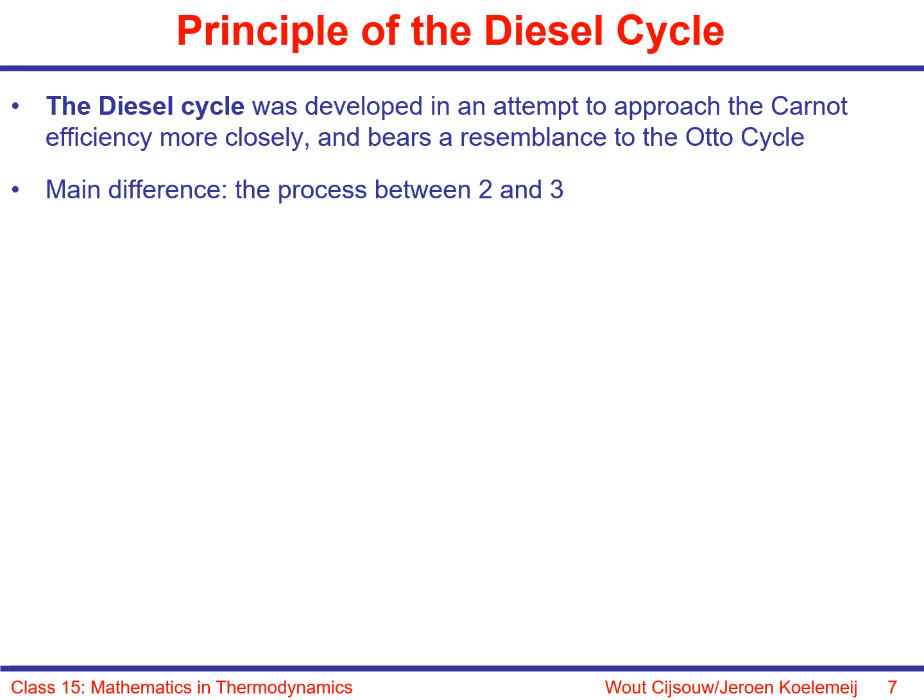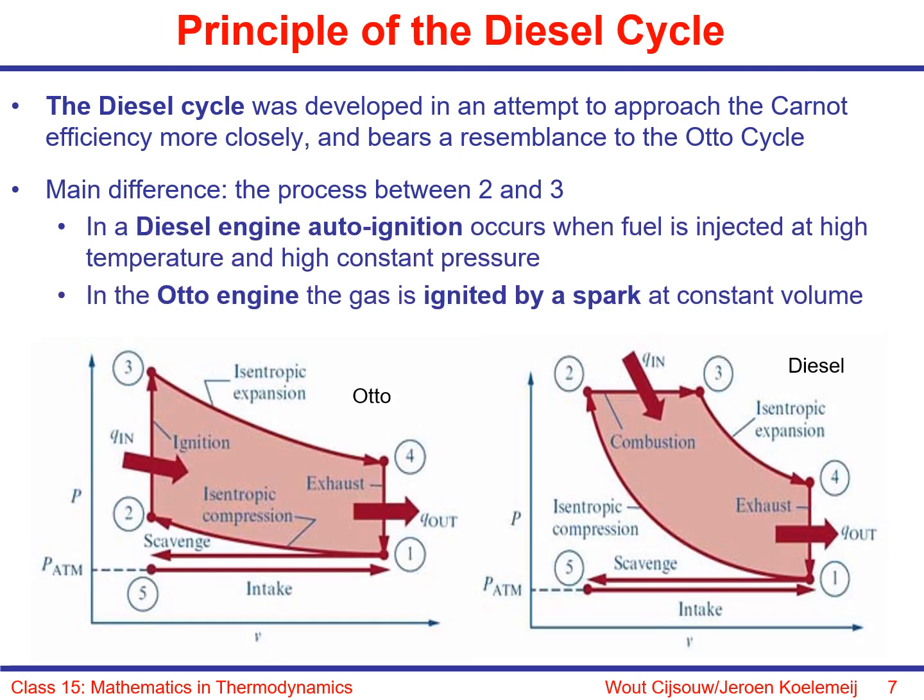Now, the diesel cycle was developed in an attempt to approach the efficiency of a Carnot machine even better than was possible with other devices. And in fact, it bears a resemblance to the Otto cycle. The main difference is the process between states 2 and 3, as you can see in this graph. So to the left we have an Otto cycle, to the right we have a diesel cycle.